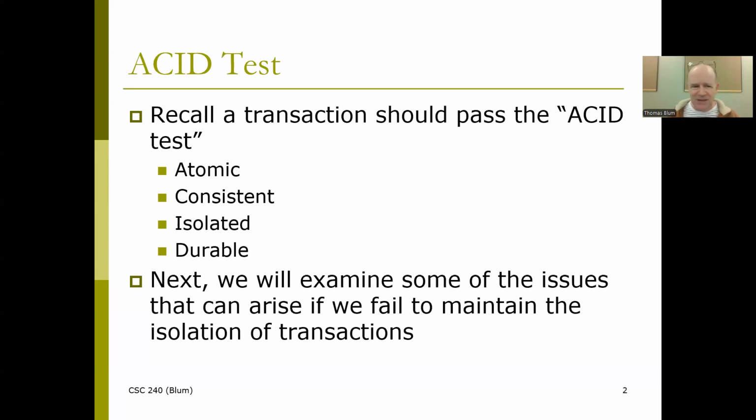Atomic means think of it as a unit. The C, consistent, means move it from one consistent state to another. Isolated means that two transactions don't interfere with each other in any way. And durable means once committed, the transaction should be stored, remembered, and recoverable if something were to go wrong.